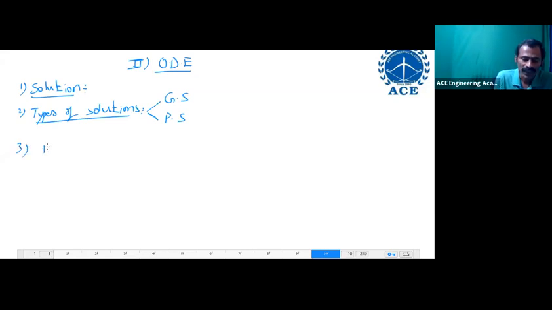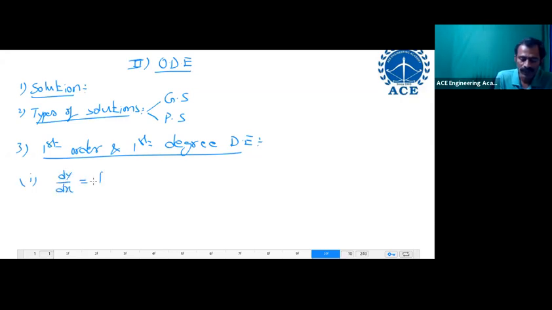After this, we started the first order and first degree differential equation. In this, we wrote the general form of the first order first degree. The general form is dy by dx equal to f of x comma y. Not only this, we have another form also. The other form is M of x comma y dx plus N of x comma y dy equal to 0. So there are two general forms of the first order and first degree differential equation.